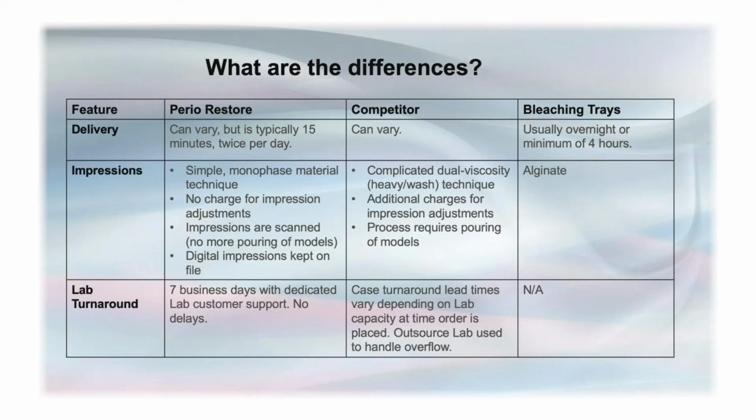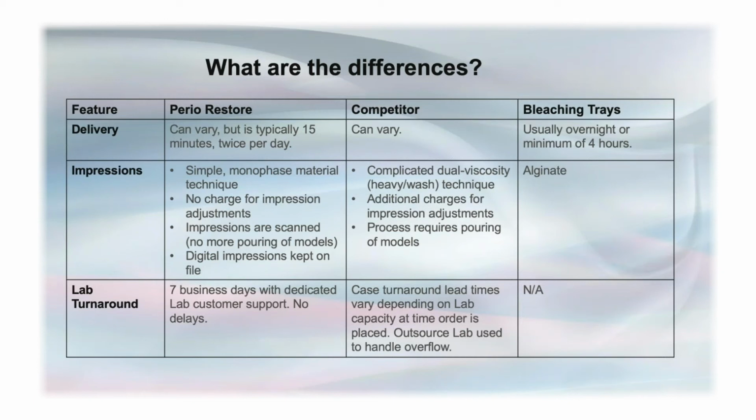Our competitor is complicated. You have to do like a heavy wash and a light wash. It's just a dual technique. And if you want impression adjustments, there's additional charge for it. They've got to pour the models up. So you have to use alginate. There's no scanning of the models, and it can take up to 2 to 3 weeks to get your models back. People today want it now.